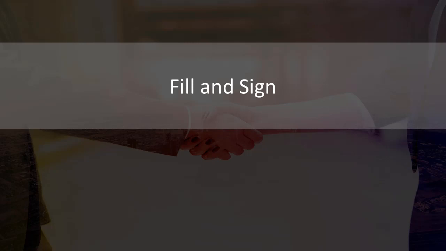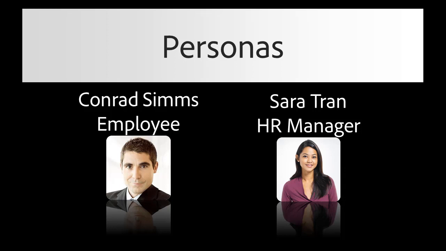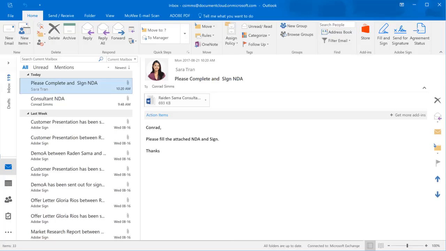Now let's look at the second feature, Fill and Sign. We'll be working with two personas, Sarah Tran, the requester, and Conrad Sims, who is being asked to fill and sign an NDA document. Sarah begins this process by emailing the NDA to Conrad. In Outlook, Conrad receives the email asking him to fill out and sign the attached NDA agreement.